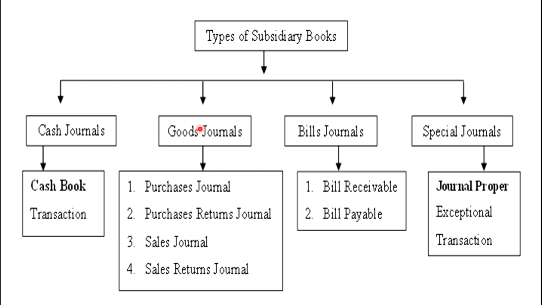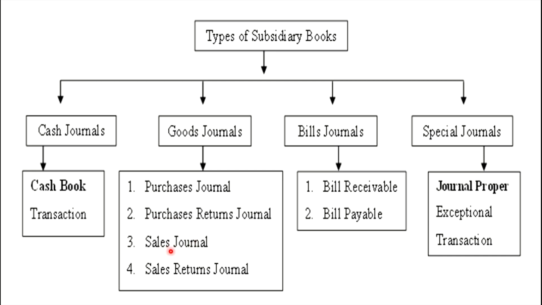The second type of subsidiary book is the goods journal. In the goods journal, we record the credit transactions. The goods journal records the purchase and sale of goods related transactions which are on credit basis: purchase journal, purchase return journal, sale journal, and sale return journal. In the purchase journal, we record credit purchases, and in the purchase return journal, we record when the company returns goods to the supplier.